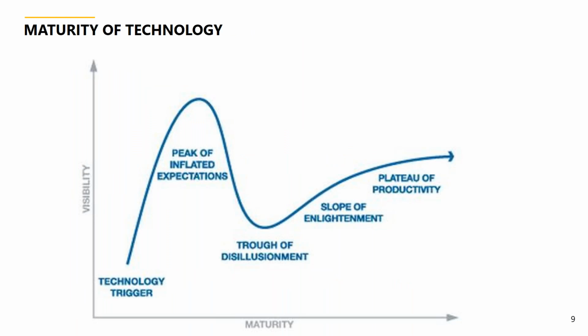Now, this is a well-known graph by Gartner. It's, I believe, famously known as the hype cycle. And on the left-hand side, visibility, so the upwards part of the graph, is all about the amount of marketing, the amount of media attention, the amount of hype that is seen out in the marketplace. And along the bottom axis is maturity. So this is about how well the product works. How well does it meet expectations?